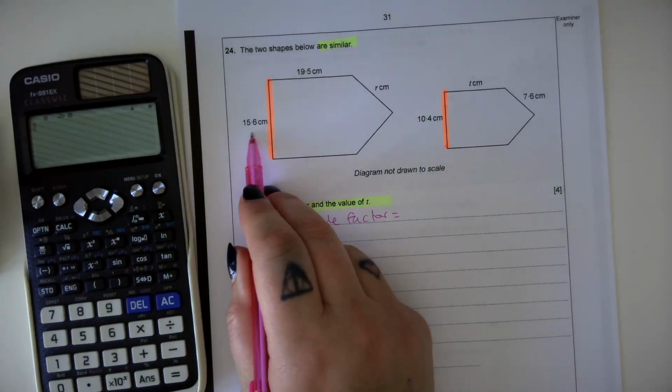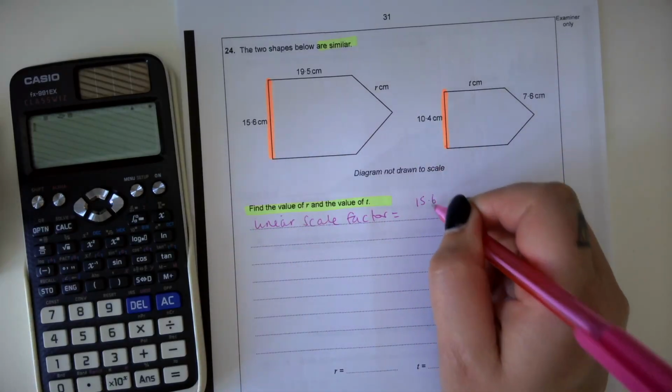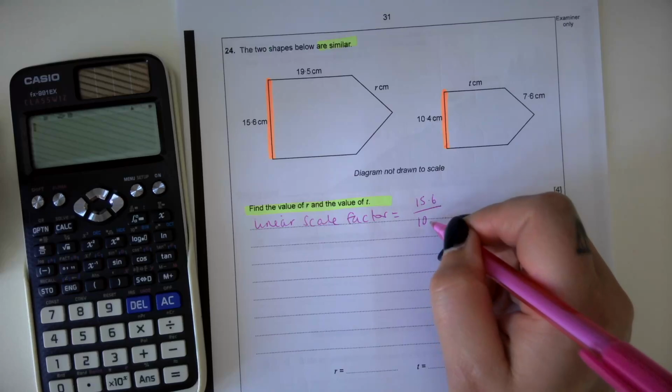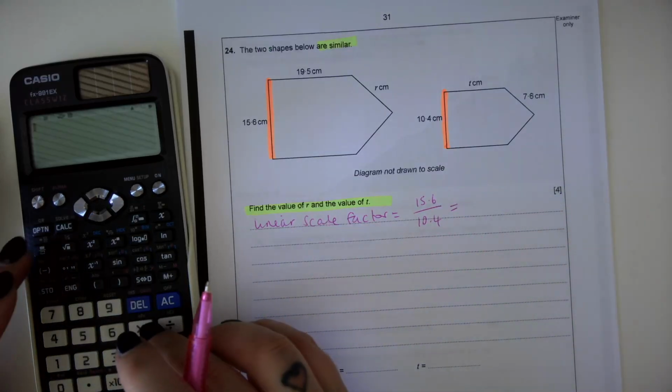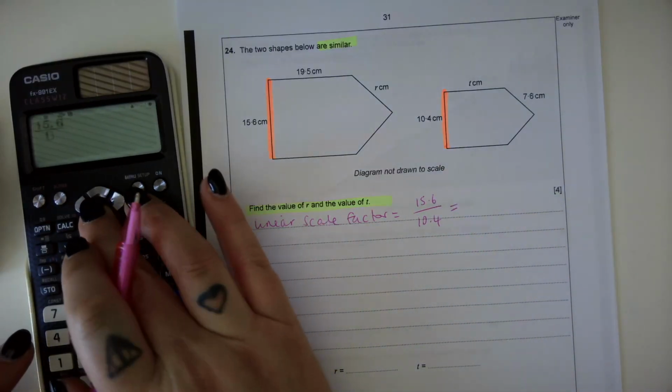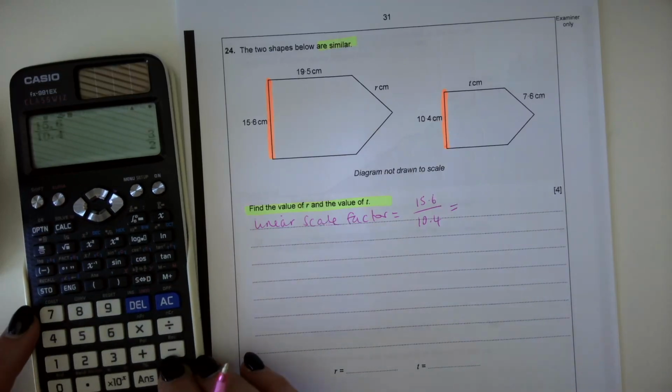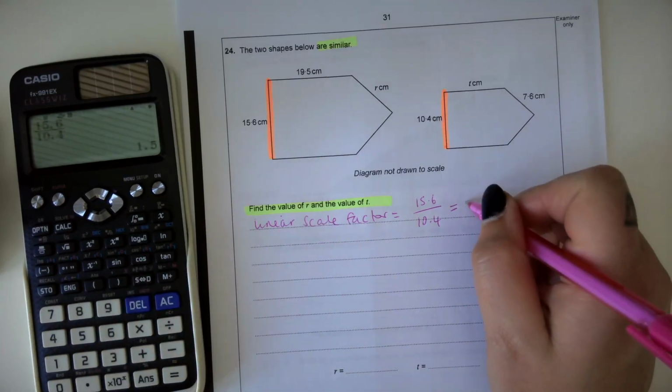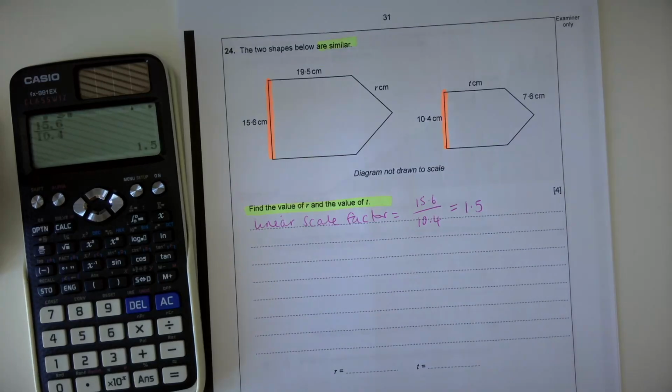So to find the scale factor, I'm going to do 15.6 divided by 10.4, which is 3 over 2, which is 1.5. So that's our scale factor.